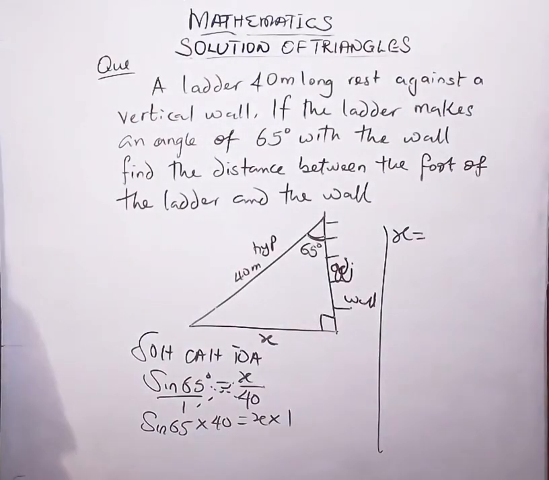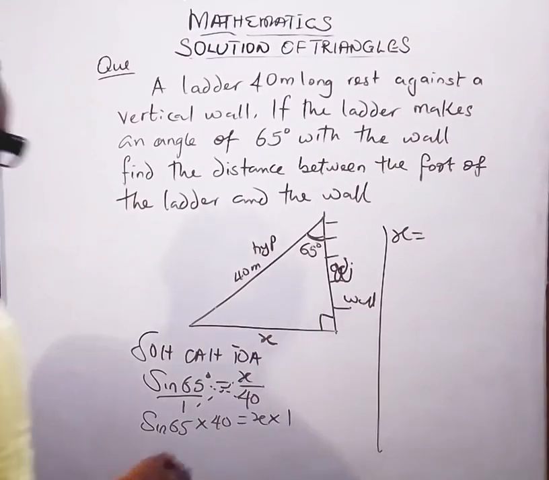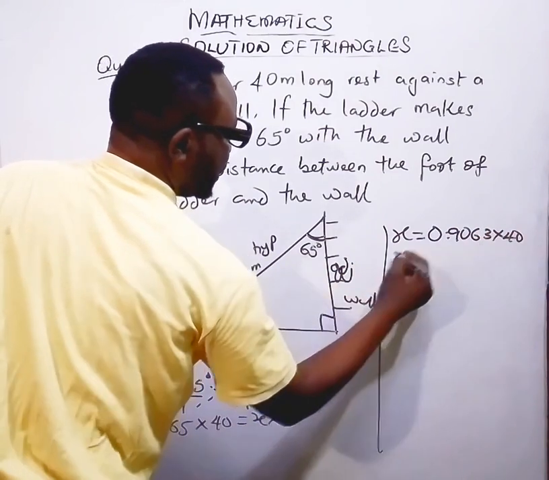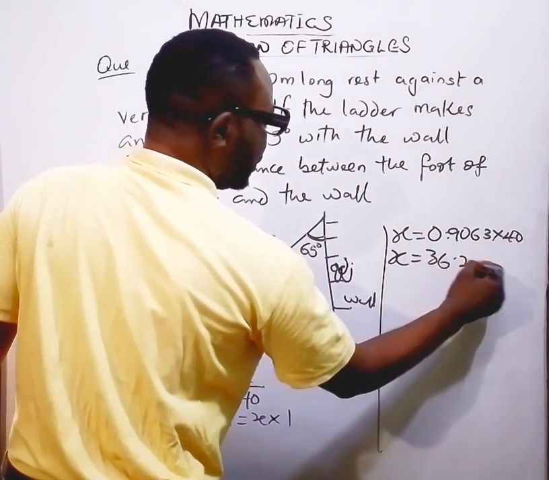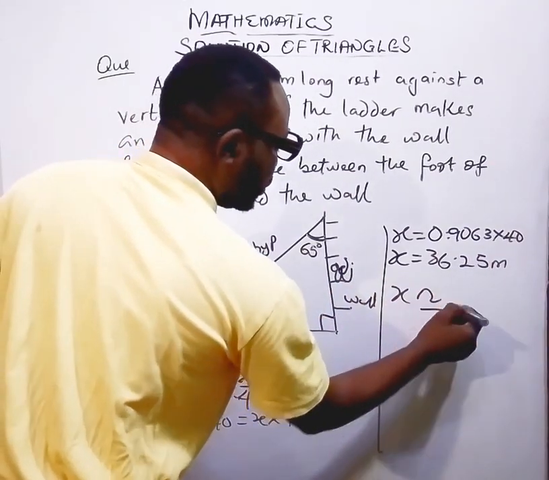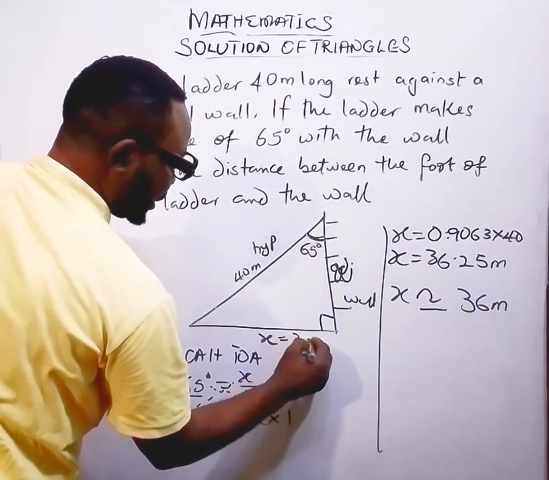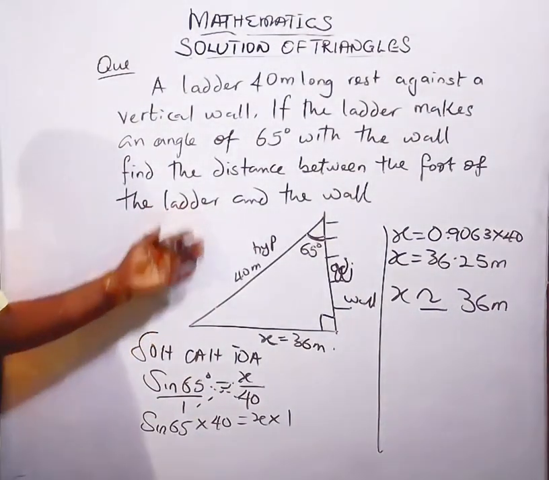What is the value of sine 65? That is 0.9063 multiplied by 40. So x will be equal to 36.25 meters. So x can be approximated to a whole number, 36 meters. So this x here is 36 meters. That is how you provide a solution to this kind of problem.